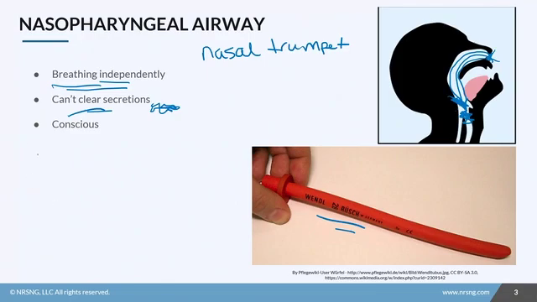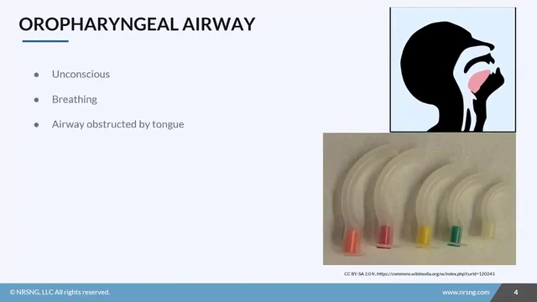Now, a key thing to note here, these patients are usually conscious. It isn't contraindicated in an unconscious person, but if they're unconscious, we're going to need another intervention to be able to pull that tongue out from the back of their throat. So we're going to move on to the next artificial airway, which is called the oropharyngeal or the oral airway.